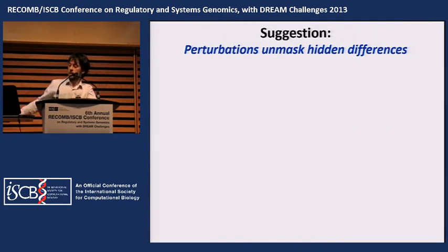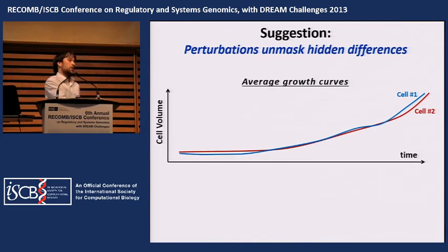So how would we do this? Let's say we have two models of a bacteria cell that produce relatively similar phenotypes. I'm showing average growth curves here because that's pretty easy to interpret. It's difficult to distinguish which of these models is correct because they're producing very similar outputs.